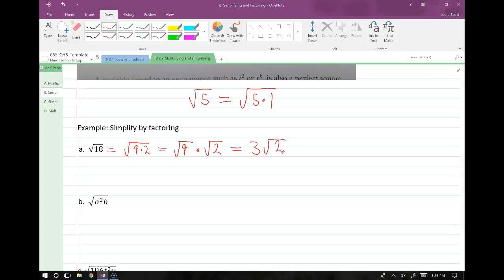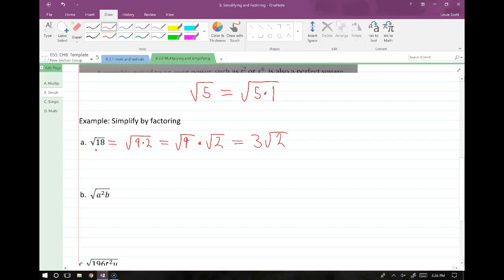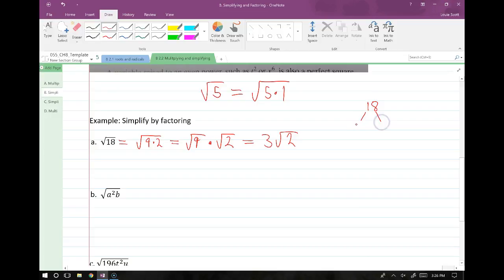You don't have to, though. So if you're not exactly sure how to split up that 18, which is common with larger numbers, right? If you're not sure how to split up that 18 so you get a perfect square, you can do a factor tree on it. I know you guys love those. So 18 splits up into 6 and 3. 3 is prime, so it comes straight down.